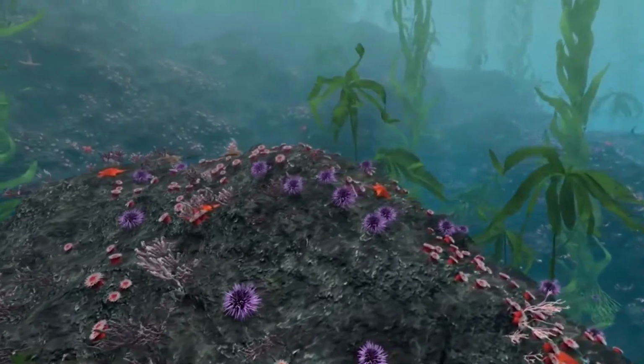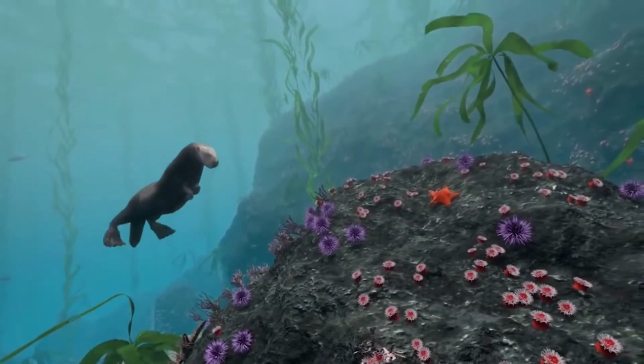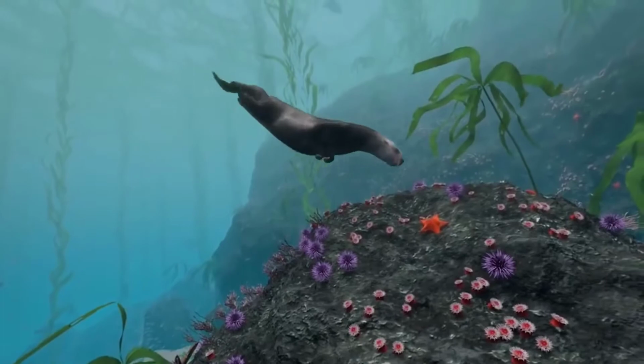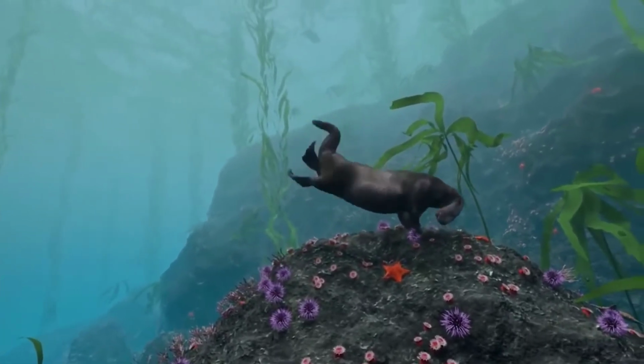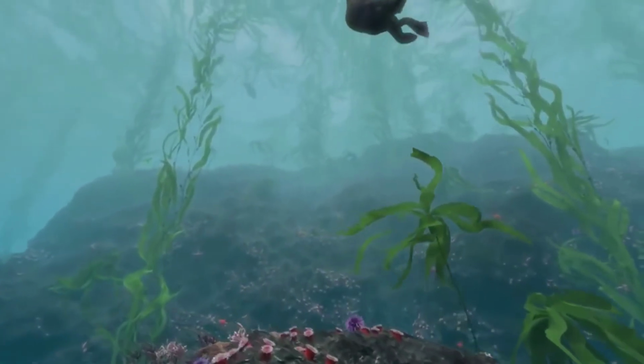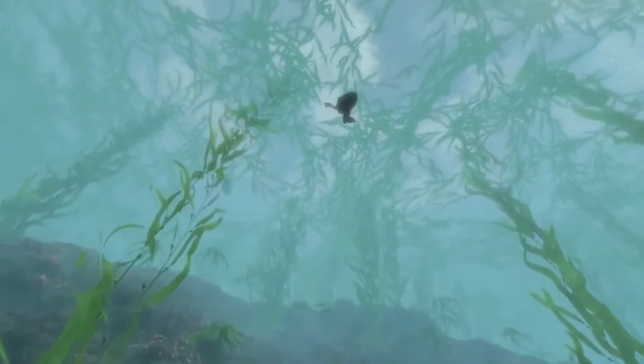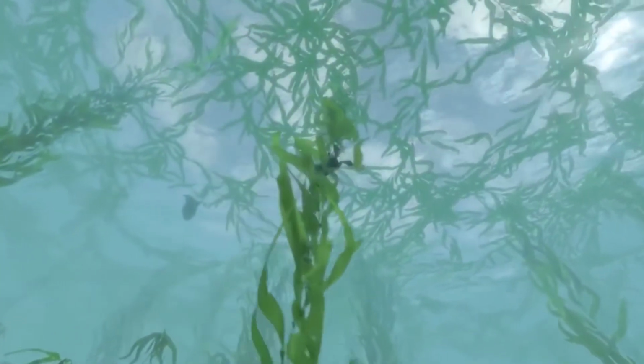Secondary consumers eat herbivores. They are at the third trophic level. In the kelp forest, sea otters are secondary consumers that hunt sea urchins.